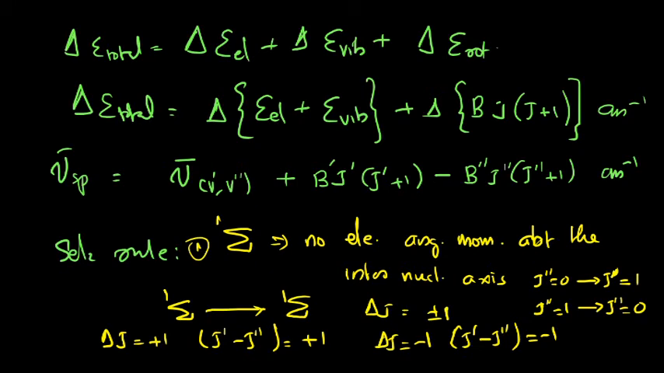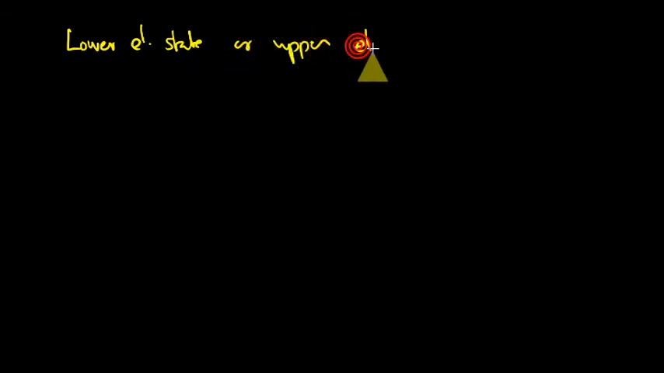Now we can consider the next case. It means that the electronic angular momentum about the internuclear axis has some positive, non-zero value. Earlier we considered that the electronic angular momentum about the internuclear axis is 0, and here we are considering that it has some non-zero value. If, when the transition takes place, the lower electronic state or upper electronic state or both have the electronic angular momentum about the internuclear axis as a non-zero value, then the selection rule is different.